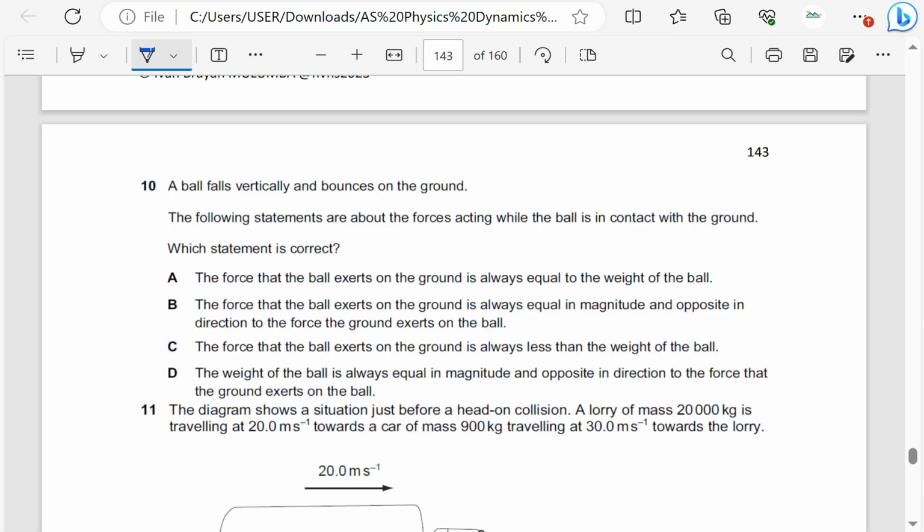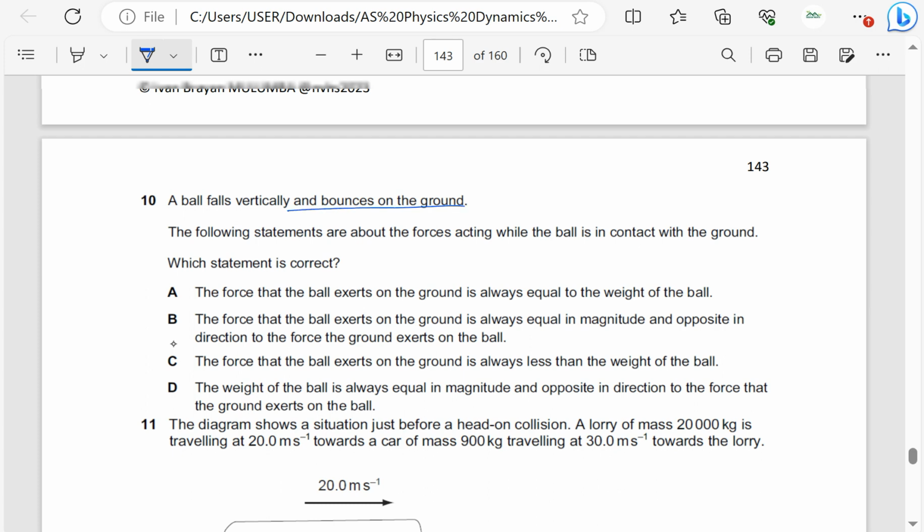A ball falls vertically and bounces on the ground. The following statements are about the forces acting while the ball is in contact with the ground. So while the ball is in contact with the ground, number one, its weight, the pull of the earth onto the ball, is the weight. Then number two, the push of the ground on the ball, that is the normal reaction. Those are the forces acting when it is in contact. Number three: the force that the ball exerts on the ground is always equal to the weight of the ball. Which statement is correct?